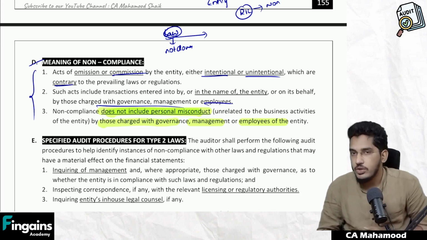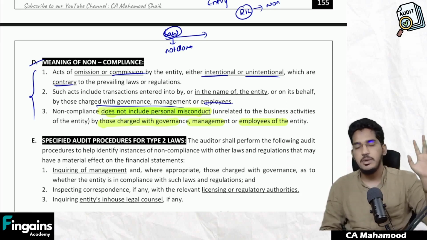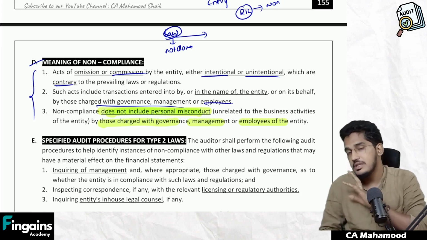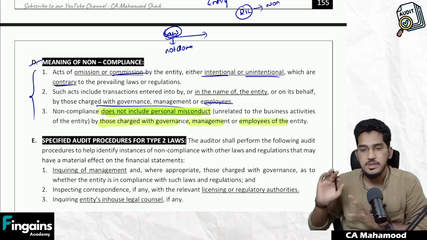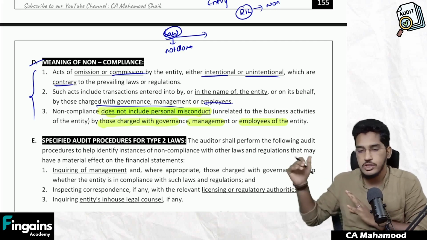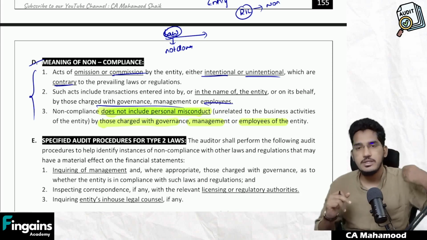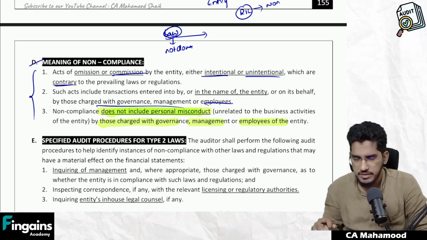When I say the entity made a non-compliance, how can an entity make a non-compliance? Some transactions will be entered in the name of the entity by management, employees, or those charged with governance. Does the non-compliance include personal misconduct of management, employees, or those charged with governance? No. Whatever personal misconduct is done by them, which is not at all related to the business, that can't be called a non-compliance made by the company. Clear and comfortable everybody till here?